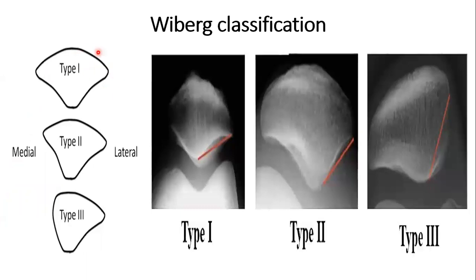Here we have medial and lateral equal. Here the lateral is larger. Here the medial is atretic, as we see in the X-ray. The medial is atretic in type 3.